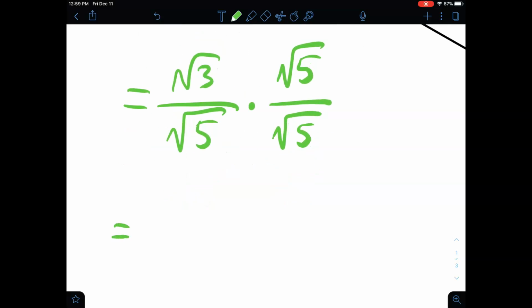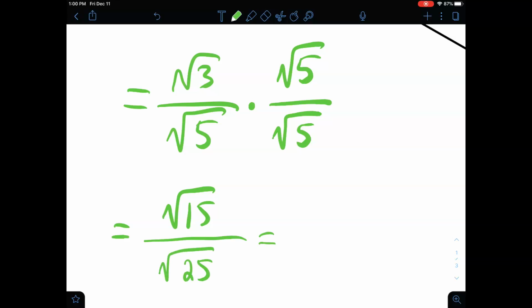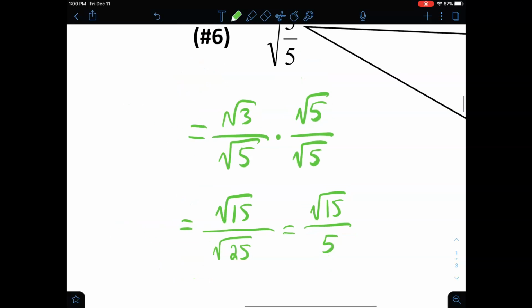So square root of 3 times square root of 5 on top is going to be square root of 15. And then square root of 5 divided by square root of 5 is going to be square root of 25. But why does that help us? Well, what's the square root of 25 going to be? That's going to be 5. So it's square root of 15 over 5. And that's all we're going to do in this video. So square root of 15 over 5 is our final answer.